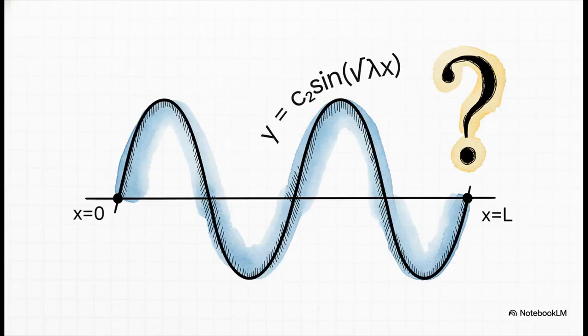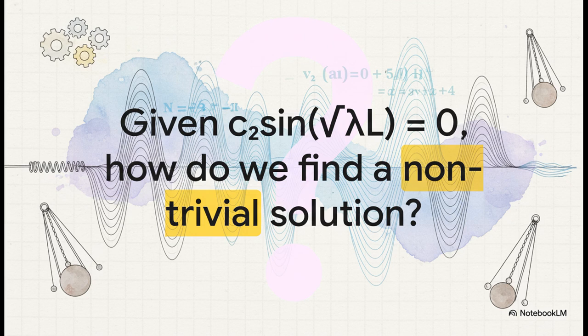So look at that. Just by applying one of our rules, we've basically chopped our general solution in half. All we have left is the sine term. We're getting closer, but don't forget, we still have that second boundary condition to deal with, all the way at the other end, at x equals L. And this right here brings us to the absolute heart of the problem.